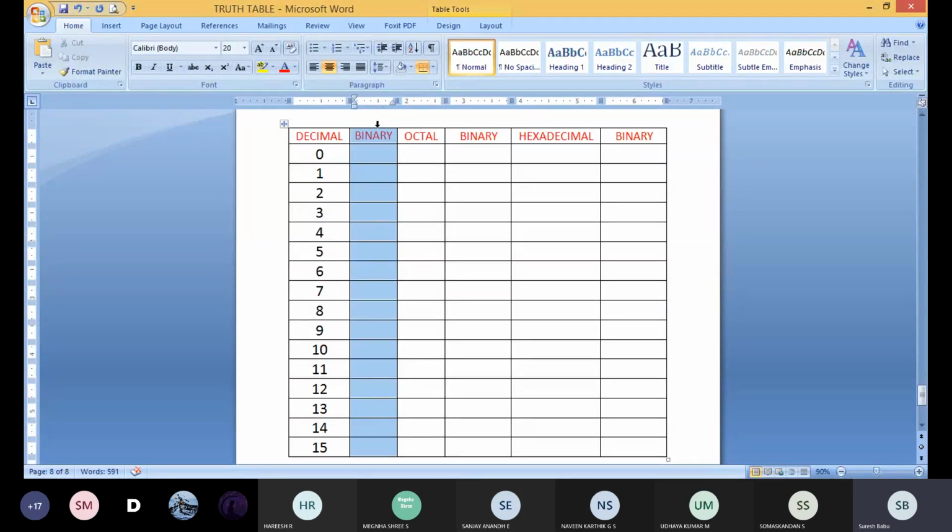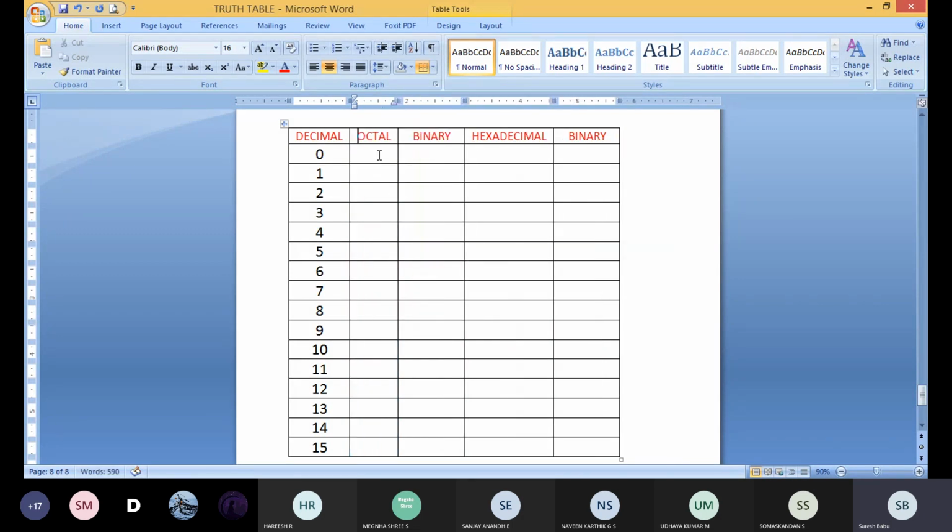So this is the tabular column, students. First, you know the binary value for decimal will be calculated by repeated division. So that thing you calculate. Now I want to show the octal's equivalent binary and hexadecimal's equivalent binary. First of all, you need to know the equivalent value for decimal. The octal's equivalent value for 0 is 0, hexadecimal also 0. Both are 0. 1 is also equivalent to 1. Up to 7, everything is equivalent.